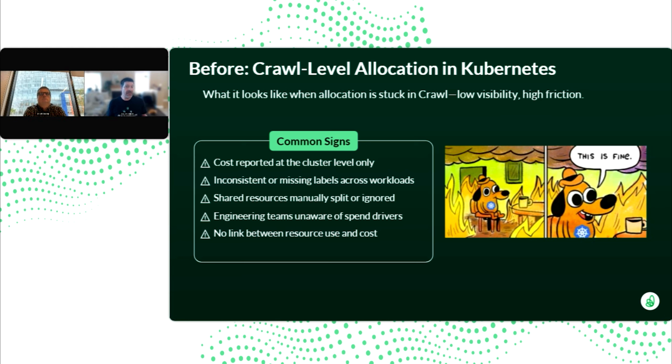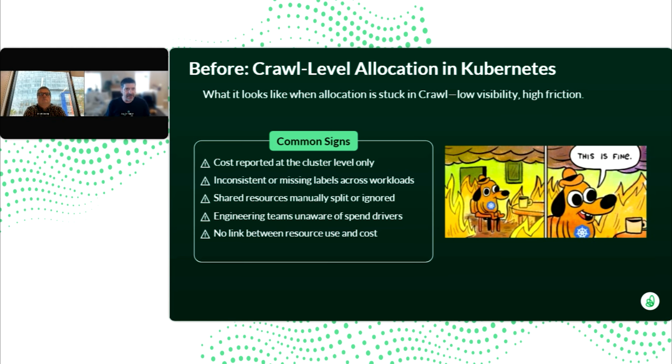Engineering teams don't know what they're spending, and don't know if they're doing something wrong until after it's already happened. And there's really no linkage between resource use and cost, right? This is monopoly money. It's like make-believe numbers. How do we make that more actionable? How do we bring that down?